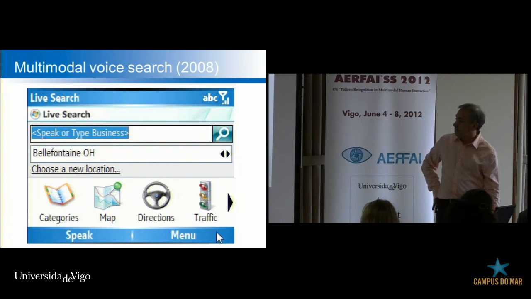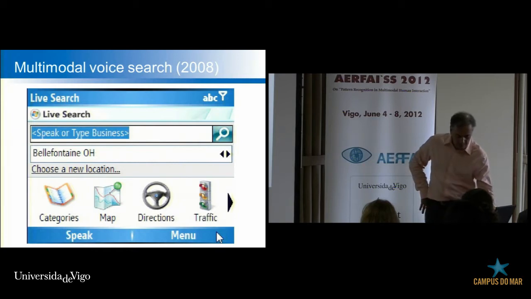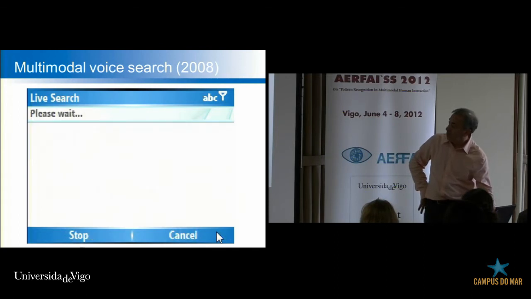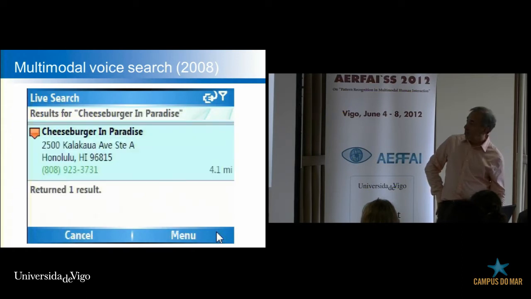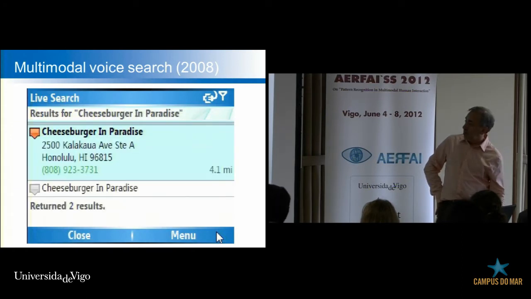Now, one of the coolest things I get to show you is combining both of those operations into a single statement. I get to say just one thing, and that's going to contain both the business name and the city and state I'm looking for. Let's just see what that looks like. Cheeseburger in Paradise near Honolulu, Hawaii. The system will think about what I said. First, it's going to clarify the location. Did I say this location? Indeed, I did. Then it's going to ask me, is this the business name I wanted? Yes, it is. I go ahead and click OK. And now I get to see the business results.